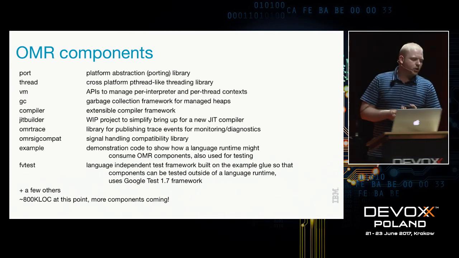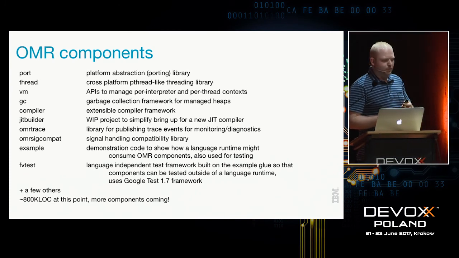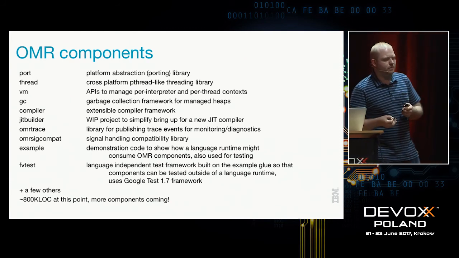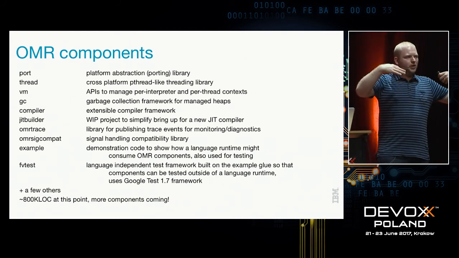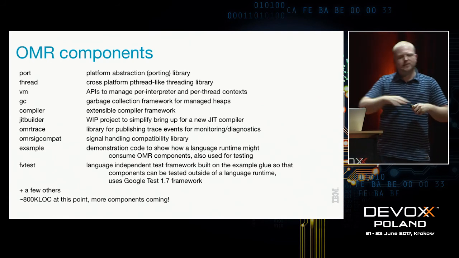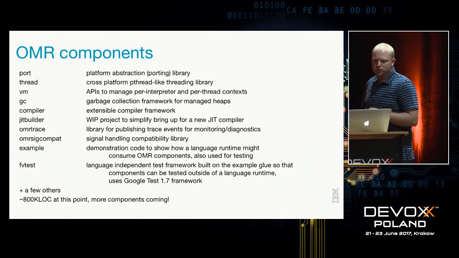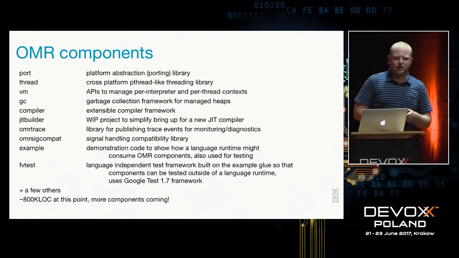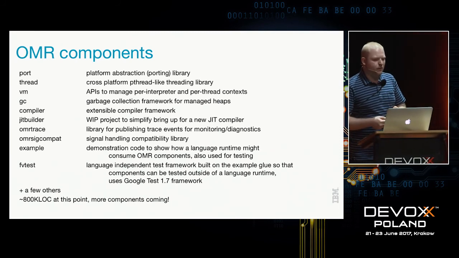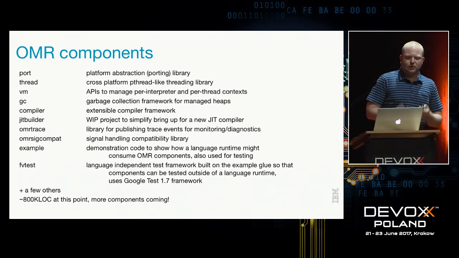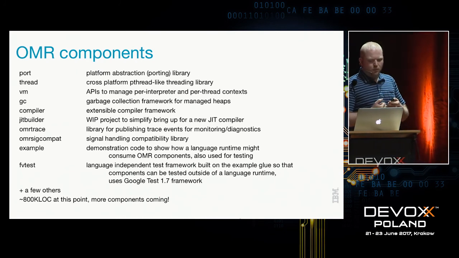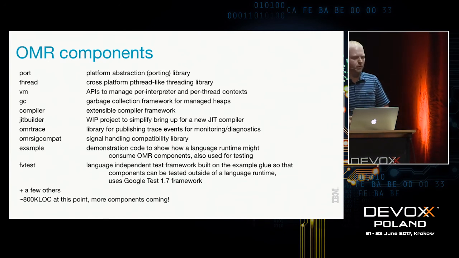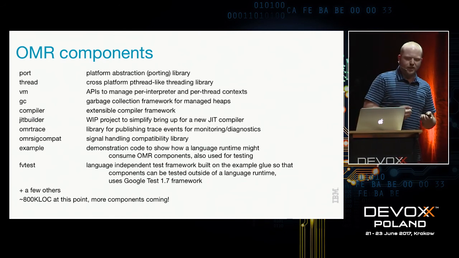And a few of the OMR components. We have that platform abstraction library that I mentioned a few times that allows you to write code to the abstraction layer so that you can easily port your code across platforms without having to if-def in every platform difference. And then we have the thread library, which is really an extension of the port library. So it's platform-independent threading support.